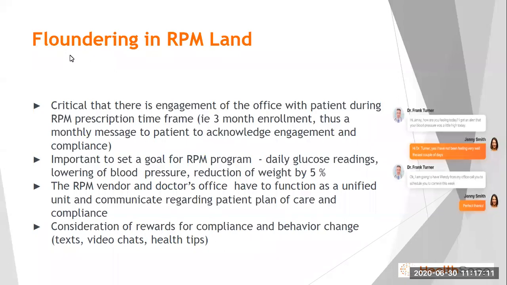She thus is more likely to stay engaged and compliant with this new behavior. So we really have to look at that when looking at prescribing RPM programs. It's also important to really set a goal for a remote patient monitoring program. This could be a daily glucose reading, as I mentioned earlier. How about lowering of blood pressure by a certain amount of points? Reduction of weight by 5%. What is the outcome that wants to be achieved with that prescription of remote patient monitoring?